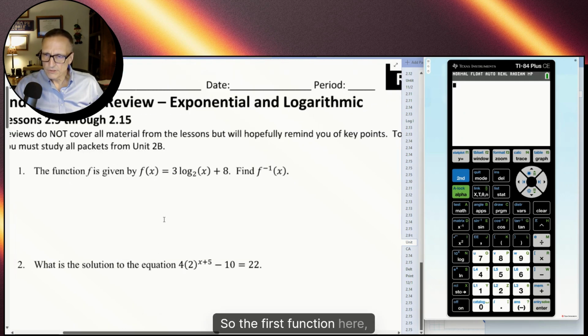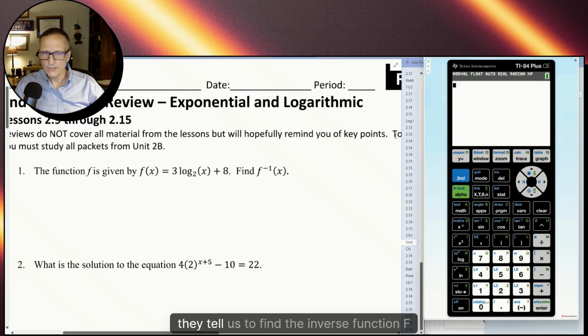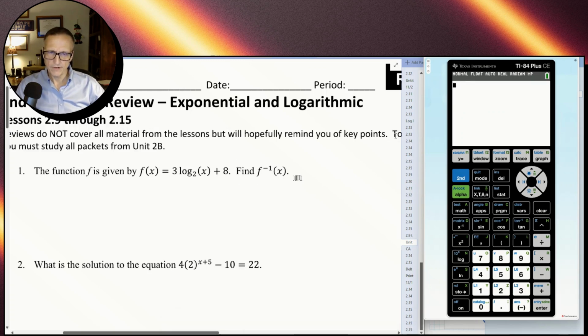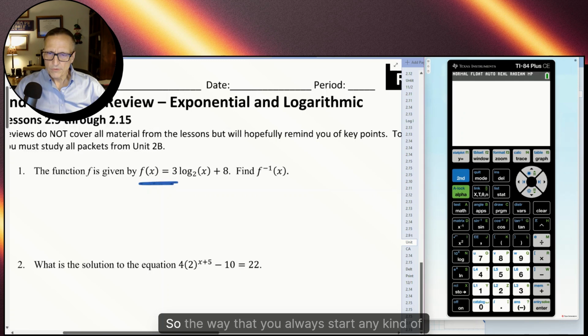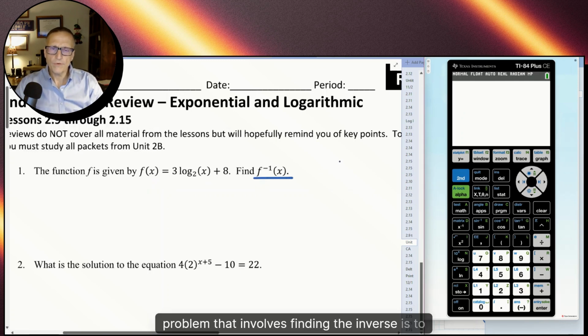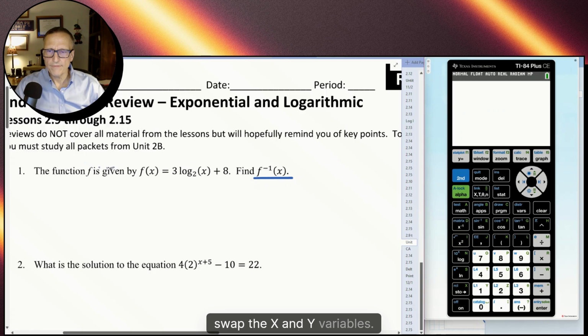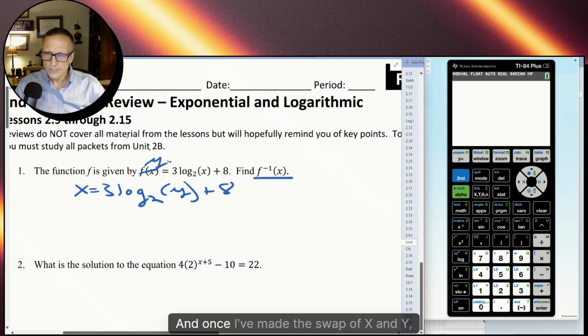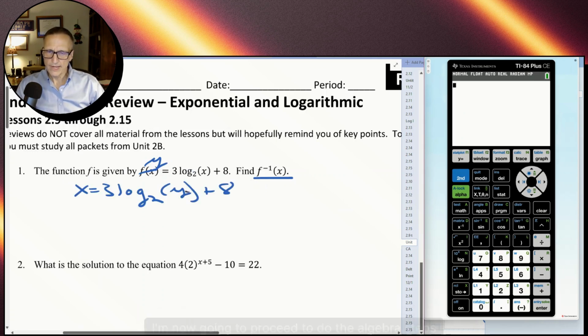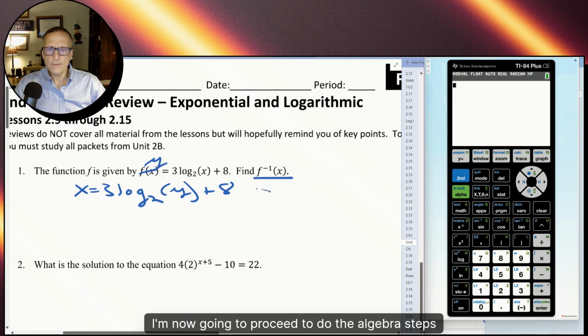So the first function here, they tell us to find the inverse function, f inverse of x. And as you can see, it is a logarithm equation. So the way that you always start any kind of problem that involves finding the inverse is to swap the x and y variables. So this f of x represents the y variable. And so I'm going to swap it for an x, and this x will become a y. And once I've made the swap of x and y, I'm now going to proceed to do the algebra steps to solve it for the y variable once again.